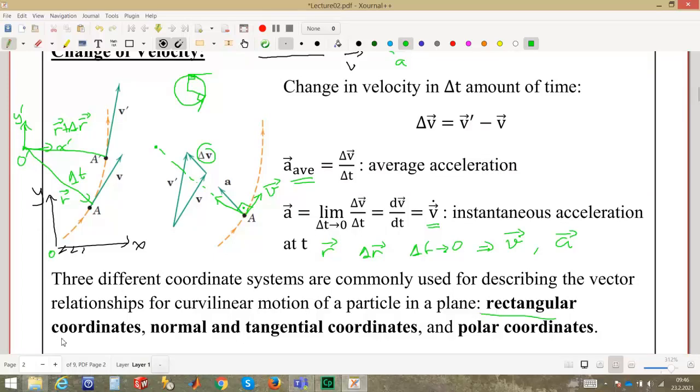So the options are rectangular, path coordinates, which are the normal and tangential, or NT coordinates. Remember, we should say it NT, and polar coordinates. And among these, like I said, you can choose any of them with respect to your needs in your problem.